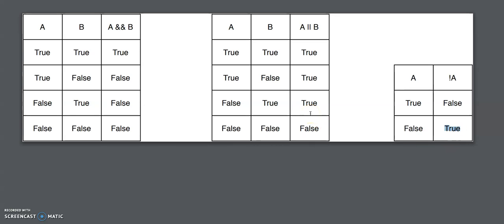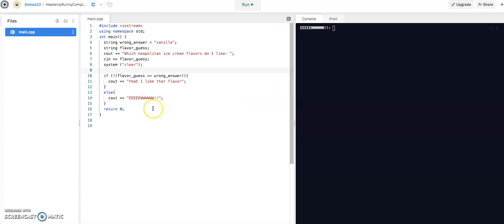So now let's take a look at the operators in action. We'll start with a simple program using the NOT operator. For this program, let's say I want the user to guess what Neapolitan ice cream flavors I actually like. That's not hard to guess since there's only three of them. But out of those, I do not like plain vanilla ice cream because it is a boring flavor. So I will create a string called wrong answer and initialize it with the word vanilla.